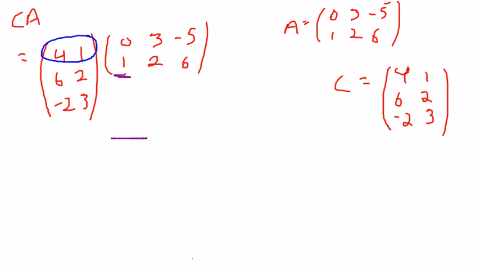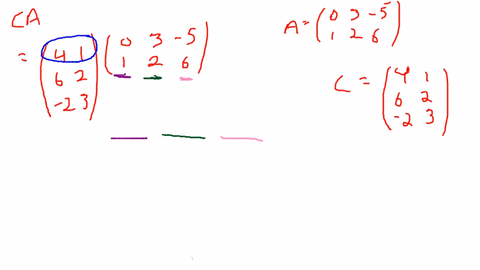Then I'm going to do 4, 1 by the middle in green, right? So I'm going to do 4, 1 times the 3, 2. That's going to give me a top middle. And then lastly, for that row, I'm going to do 4, 1 by the right, pink. So I'm going to do 4, 1 times negative 5, 6. And that's going to give me the right.